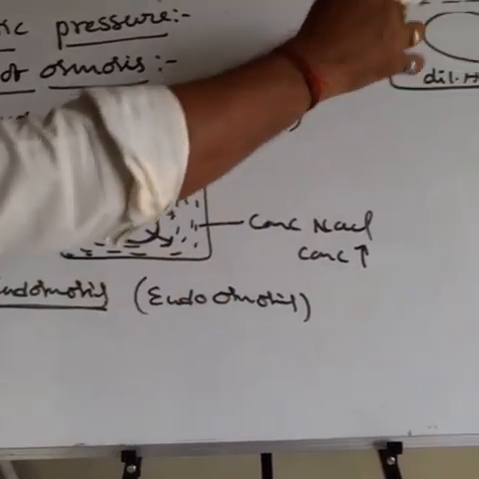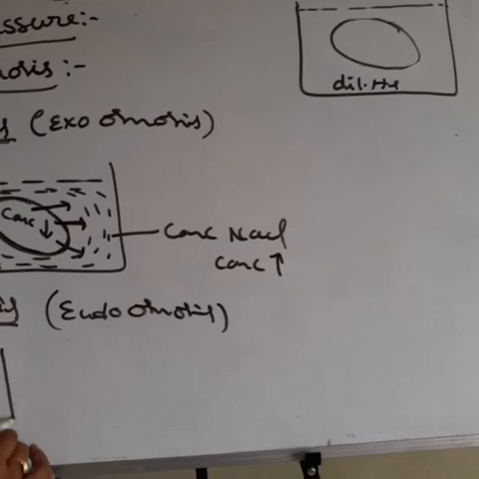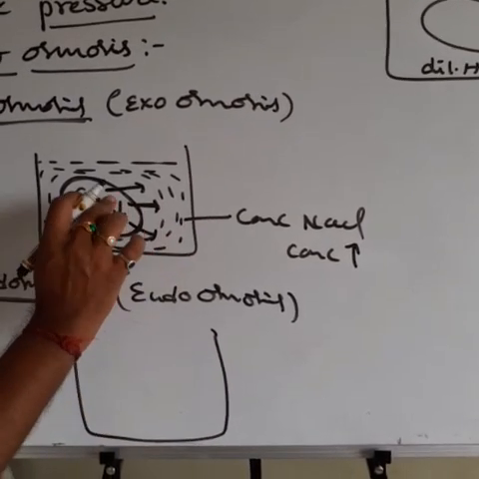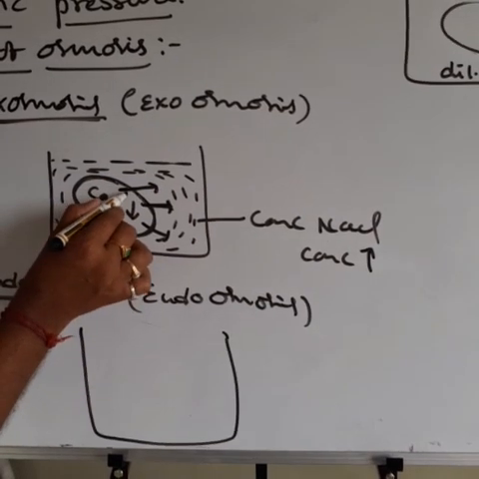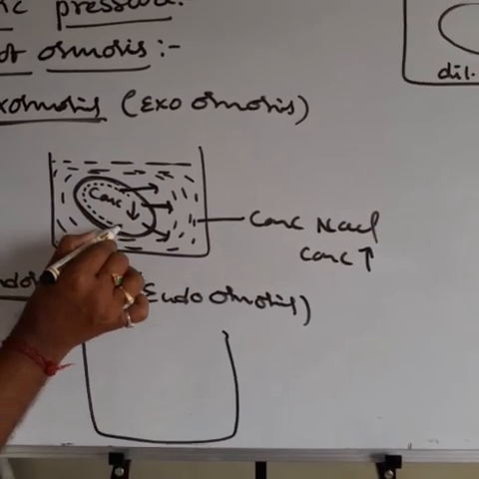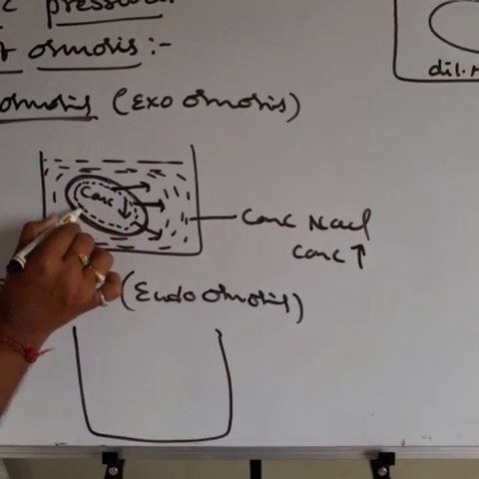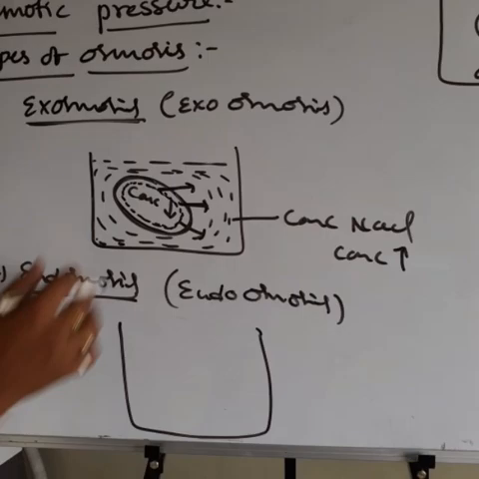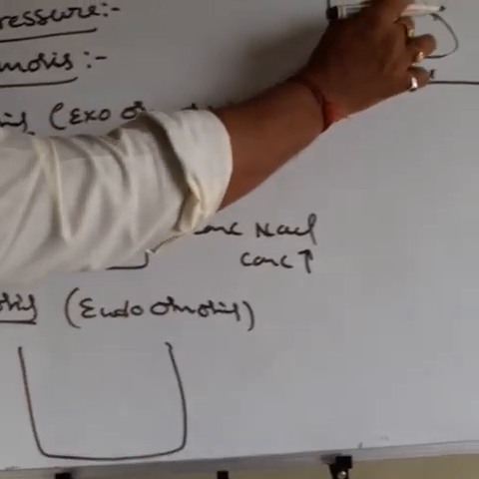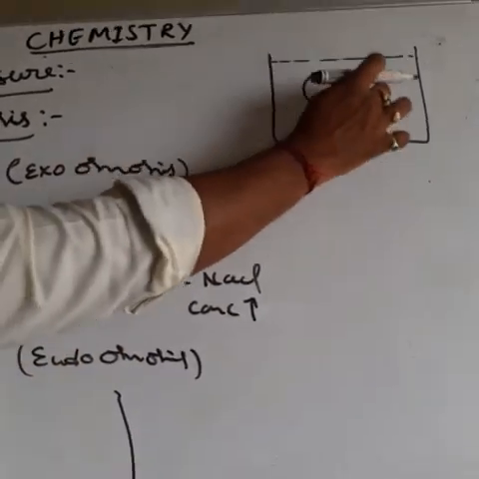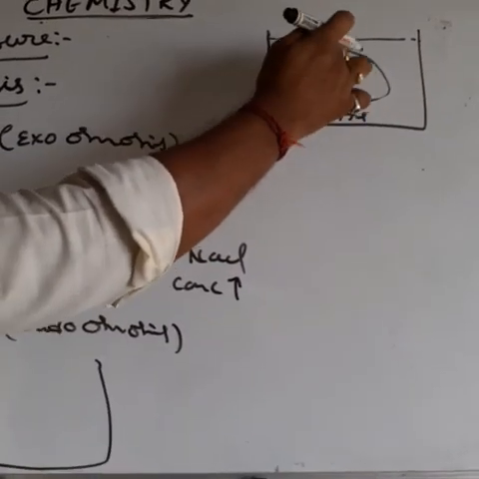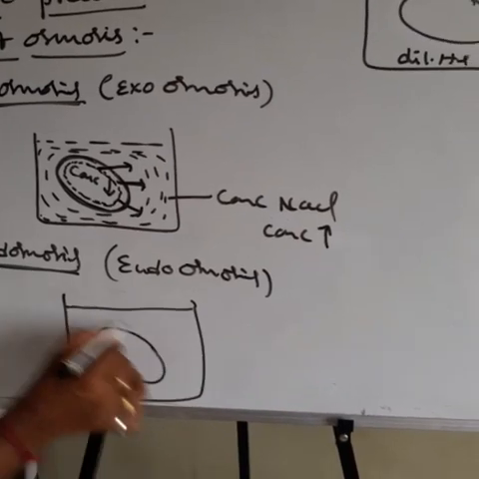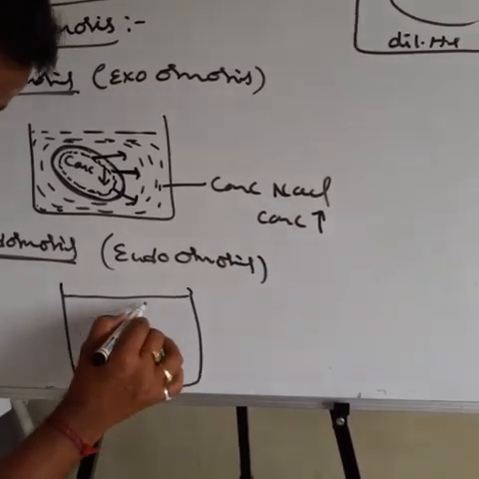One more point: after loss of the solvent particles, the size of the egg shrinks. That is about exosmosis. Then next, endosmosis. Endosmosis means the same type of egg, without the outer white calcium carbonate layer, is dipped into pure water.